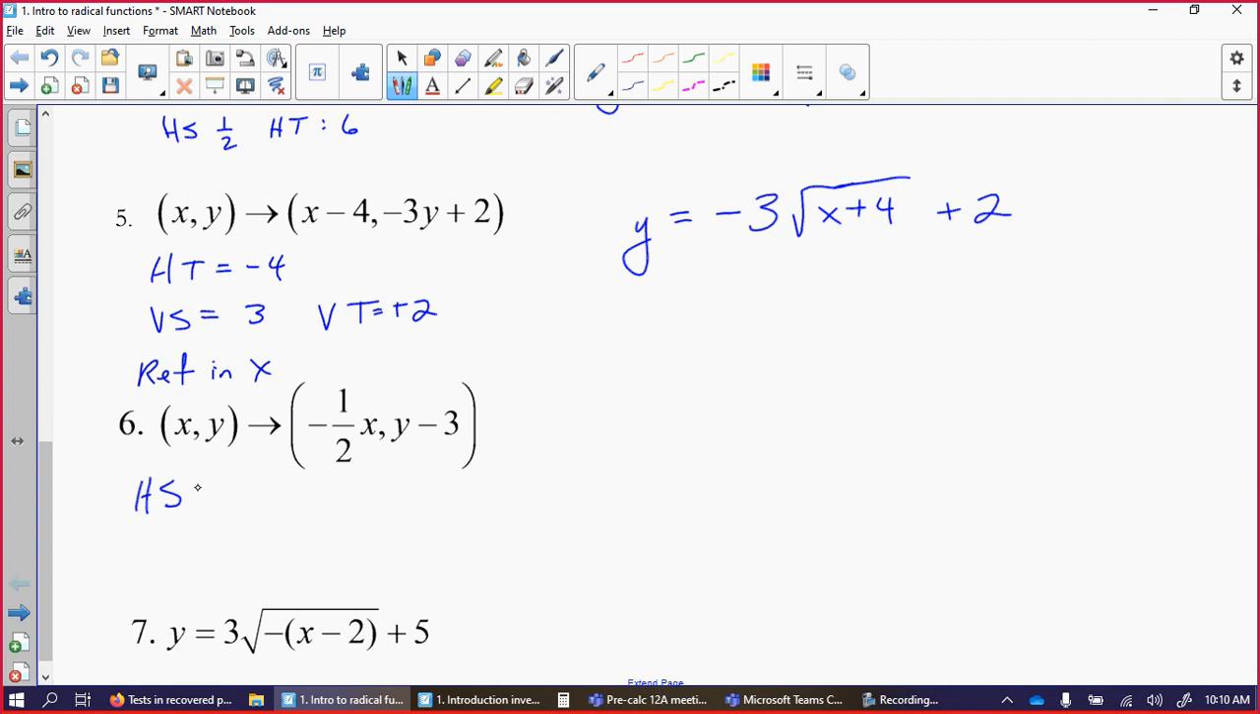Horizontal stretch of a half, reflection in y, and then a vertical translation of -3. Y equals nothing. A horizontal stretch of a half means I do 2. Oh, -2x, because there's nothing else. Make that a little shorter. -3. So this one's going to be shrunk and shifted up.